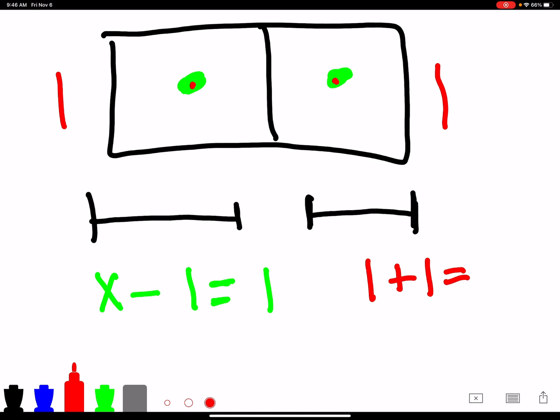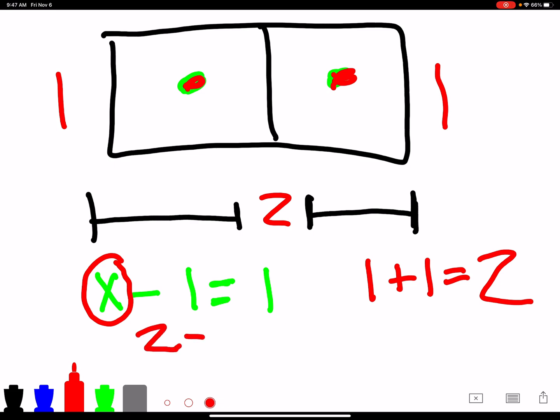So if we just want to count our dots together and not use the number line, we have 1, 2. That means our whole is 2, right? So our whole is going to be right here, 2. So in this problem, remember what I said, that this number right here is probably going to be bigger, right? Because we're minusing some to equal something less. So in this problem, x is going to be 2. 2 minus 1 equals 1.